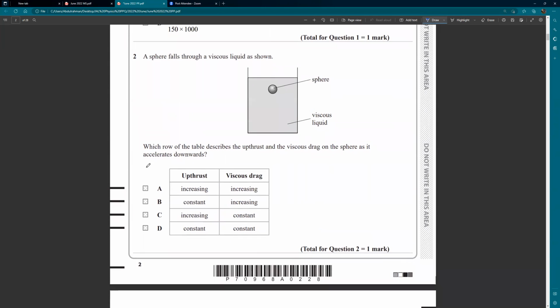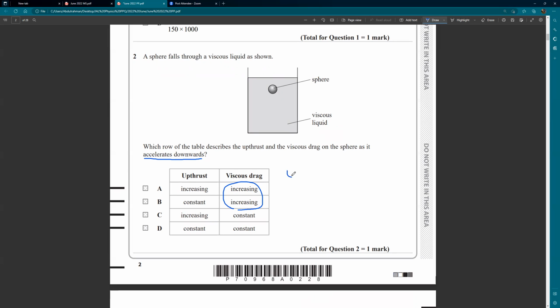Question two, a sphere falls through a viscous liquid as shown. Which row of the table describes the upthrust and the viscous drag on the sphere as it accelerates downwards? Well, it's accelerating downwards, meaning its speed is increasing. And I know as the velocity or speed increases, the friction or the viscous drag will also increase. So it's between A and B. Now we have to think about what's happening with upthrust.